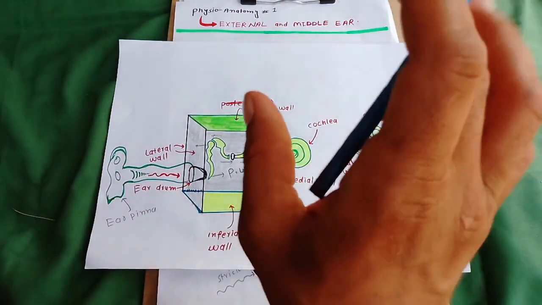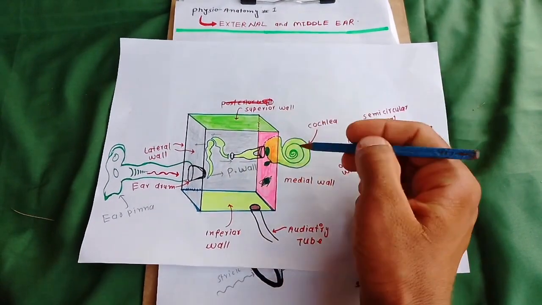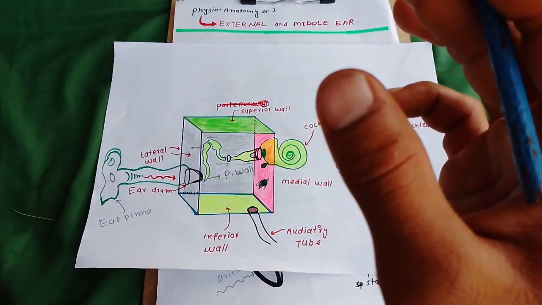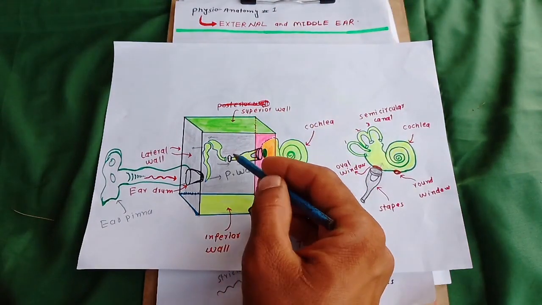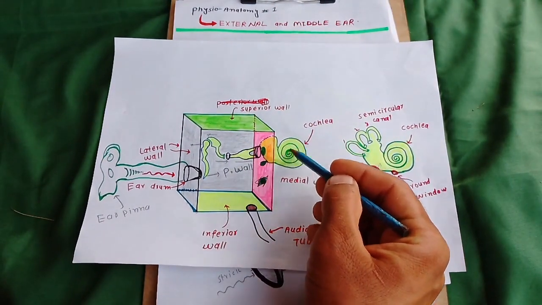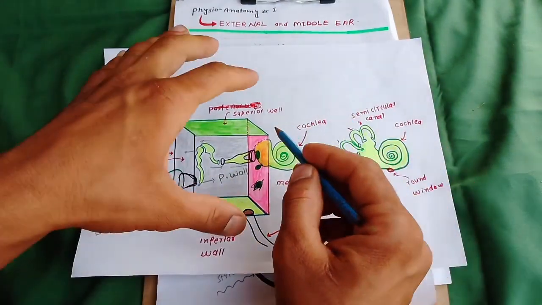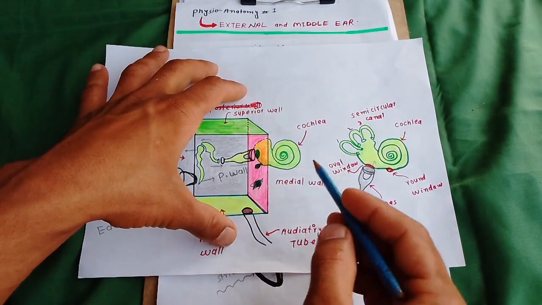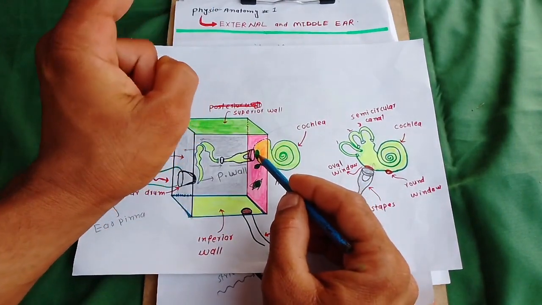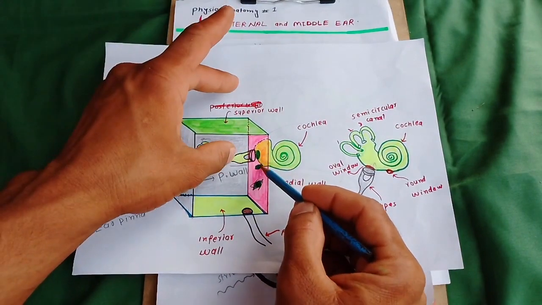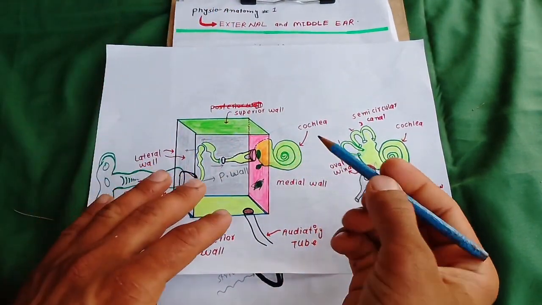Now concentrate on this wall. This is the medial wall. The medial wall is the wall which separates the middle ear from the internal ear. There is the internal ear. It consists of two windows. One is called the round window. Another is the oval window. I will discuss this later.